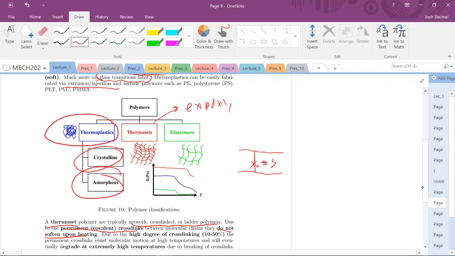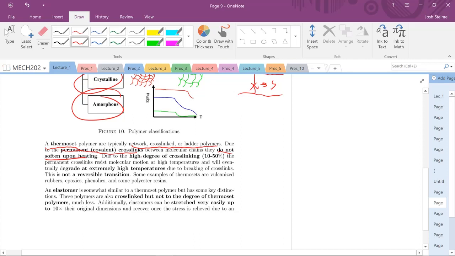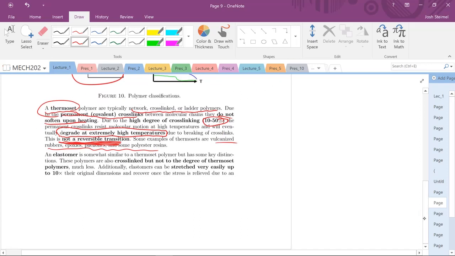It's done. And a thermoset is distinct because it has a high degree of cross-linking, so 10 to 50%. So once you heat it up, it doesn't go through that melting temperature or that Tg. It just degrades at high temperature. So it's not this reversible transition. So again, vulcanized rubbers and epoxies are the thermosets that you'll see commonly.